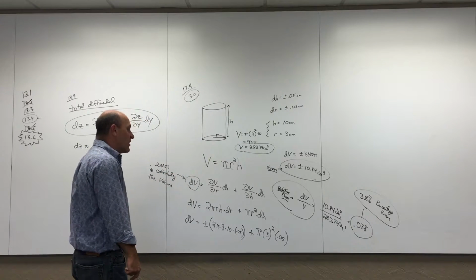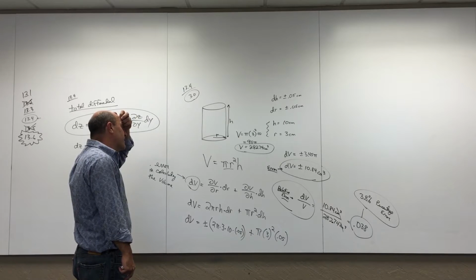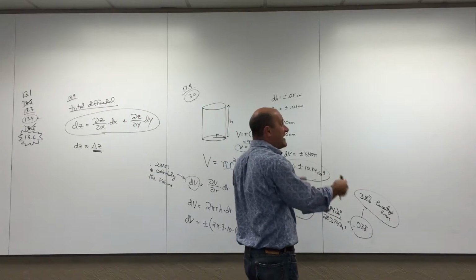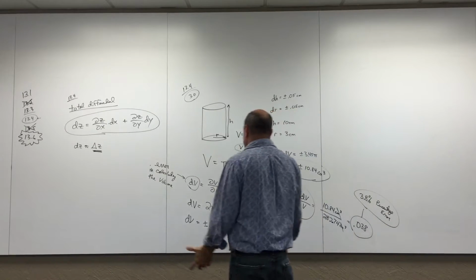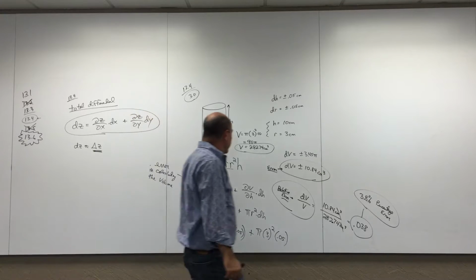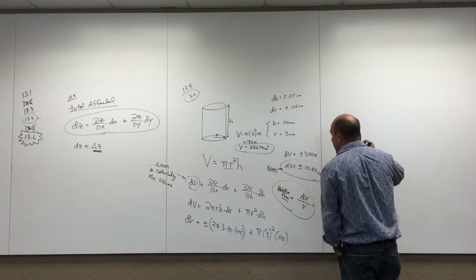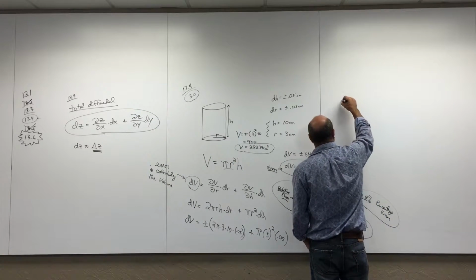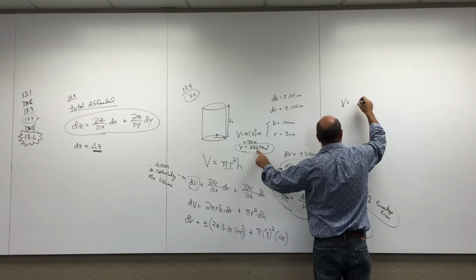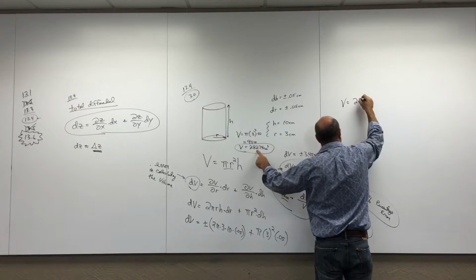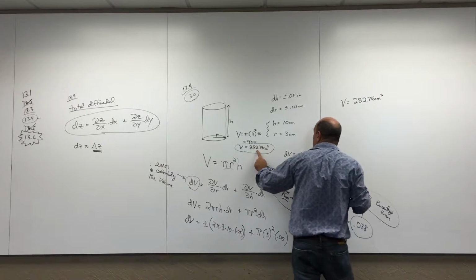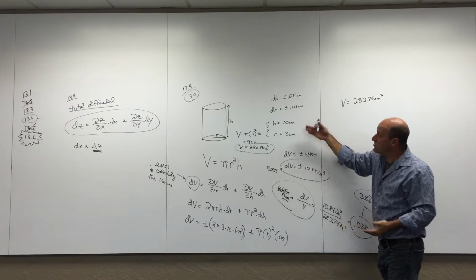If you really want to do error, how do you really do error? If you don't want to use calculus and you don't want to approximate, and you want to find actual error, we did a little of that last class. What you have to do is this. This volume was measured to be 282.74 centimeters cubed, using the measured values of h and r.